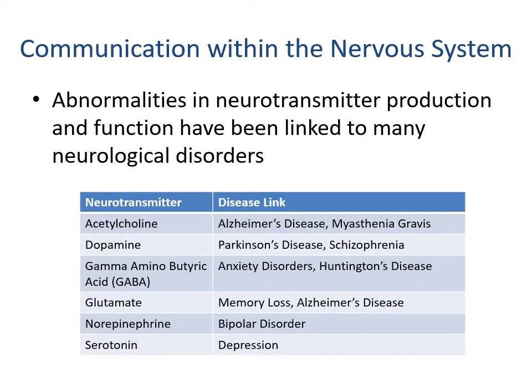So, communication within the nervous system. Abnormalities in neurotransmitter production and function have been linked to many neurological disorders. I personally would probably put this in my pocket guide. This is kind of the cheat sheet for understanding which neurotransmitter goes with which disease. So here we see acetylcholine is Alzheimer's disease and myasthenia gravis, dopamine in things like Parkinson's disease and schizophrenia, gamma-aminobutyric acid in things like anxiety disorders and Huntington's disease, and glutamate with memory loss and Alzheimer's disease, norepinephrine with bipolar disease, and serotonin with depression.